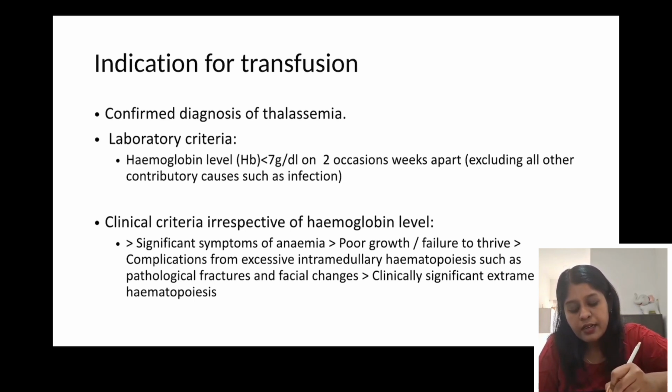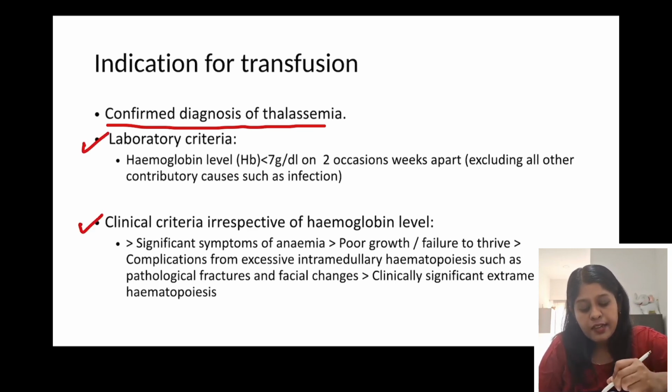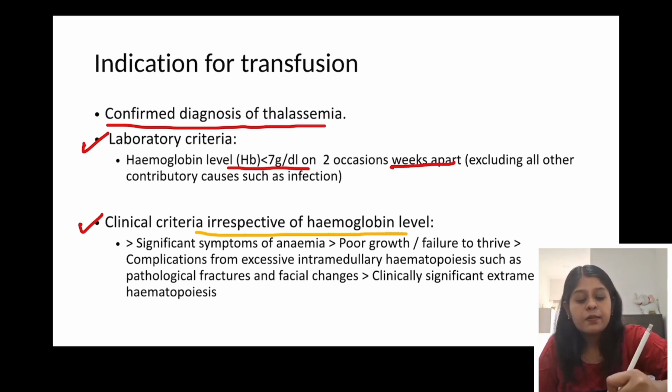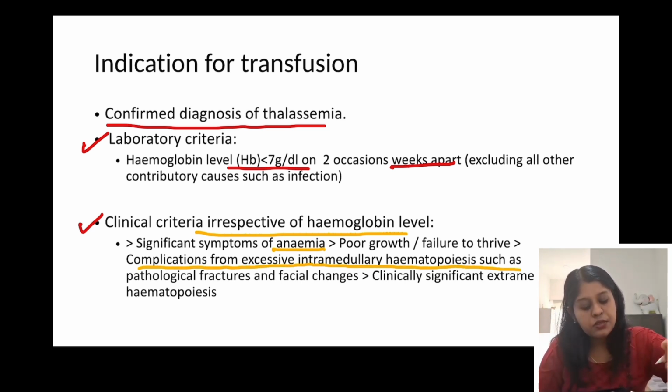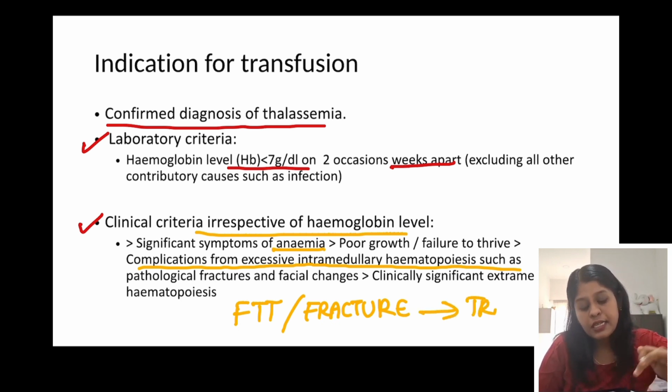What are the indications for transfusion? When you have a confirmed diagnosis of thalassemia, you look at lab criteria and clinical criteria. If the Hb is less than 7 on 2 occasions, 2 weeks or 1 week apart, or by clinical criteria, irrespective of the hemoglobin level: if the patient has severe symptoms of anemia, CCF features, growth failure, failure to thrive, or features of excessive extramedullary hematopoiesis, like a pathological fracture, then you have to consider early transfusion. You cannot wait for the hemoglobin to fall below 7.